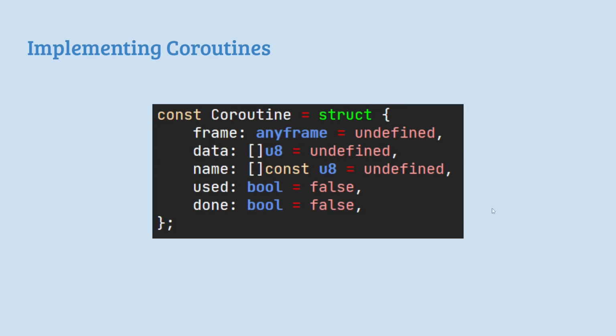So here you can see that this is the struct that stores the coroutine. This is all in Zig. So the frame, you would need a frame, you would need some data. That would be the data that this coroutine uses. The name is, I mean, mostly for debugging. Used and done are again for internal management. The main two things that you need are some way to access the frame and the data.